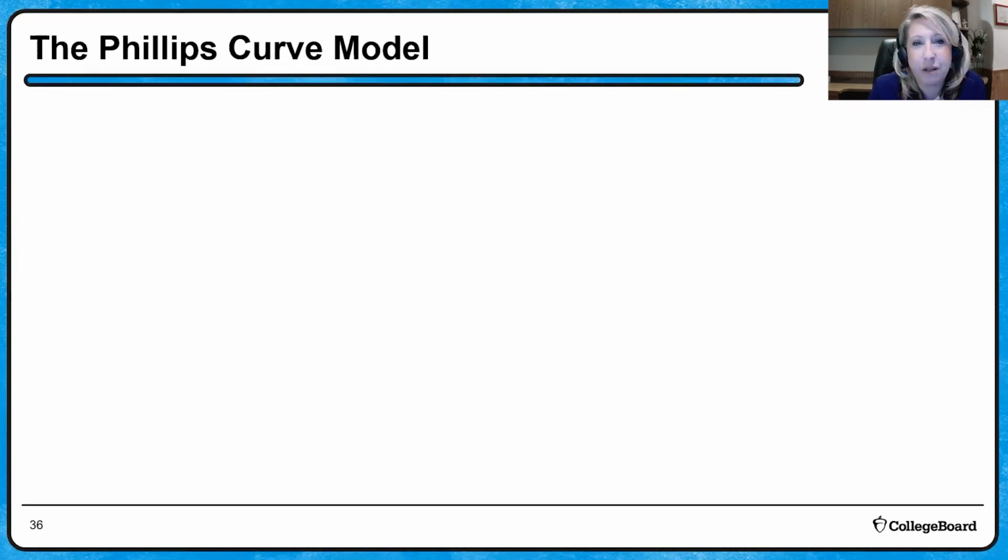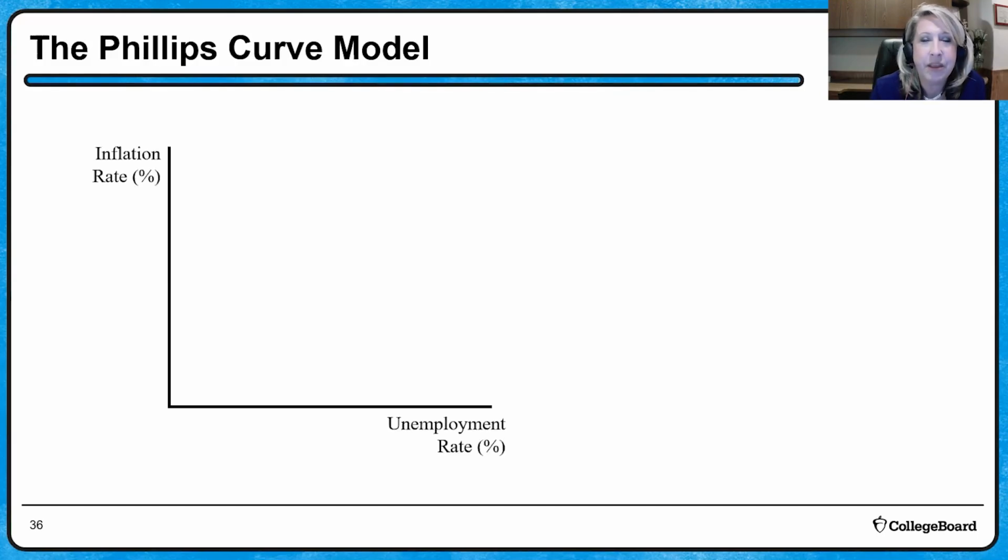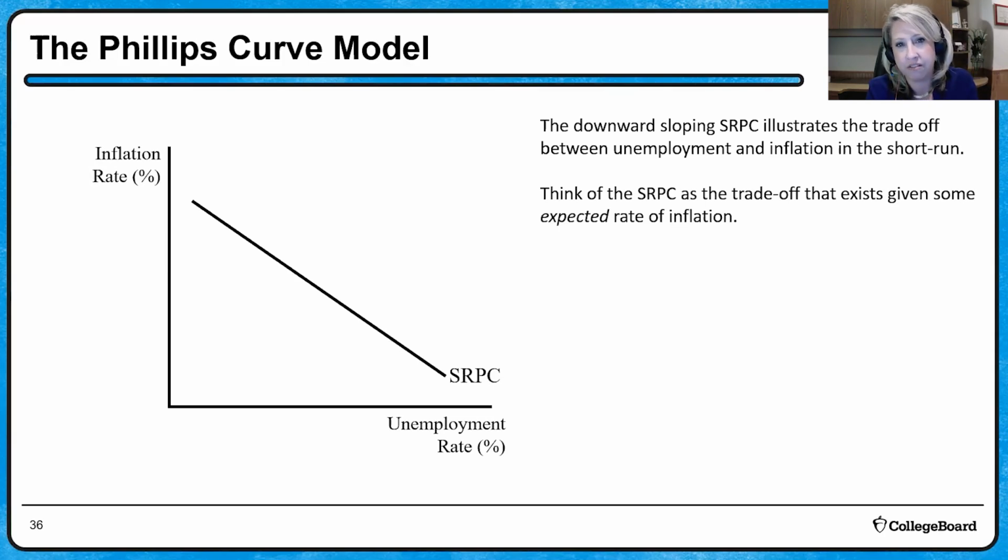Let's bring up the Phillips curve model, and this will be the last model in which we explore this concept, and then we'll be ready to practice. So as you've learned, the Phillips curve model shows us a curve that illustrates the relationship between the inflation rate and the unemployment rate. We put the inflation rate on the vertical axis and the unemployment rate on the horizontal axis. The short run Phillips curve is the downward sloping curve that tells us in the short run, there is a trade-off between unemployment and inflation.